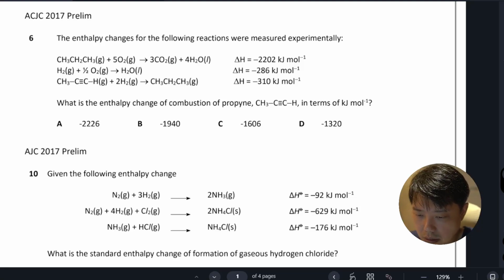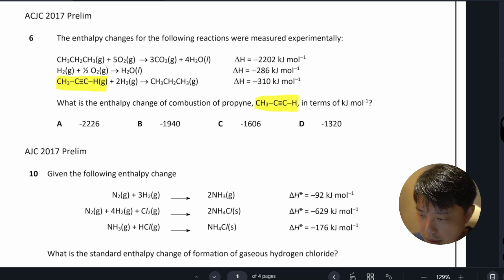Alright guys, let's take a look at the first MCQ. So we want to calculate the combustion of propyne, right? Propyne is C triple bond C, 3 carbons. So this propyne is actually found here. Okay, so we want to find this combustion of propyne.